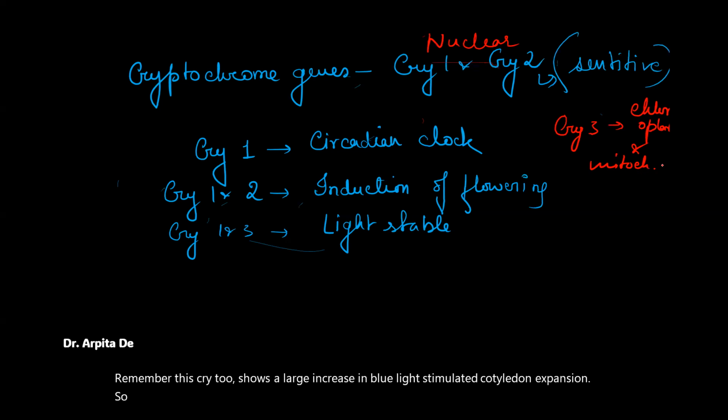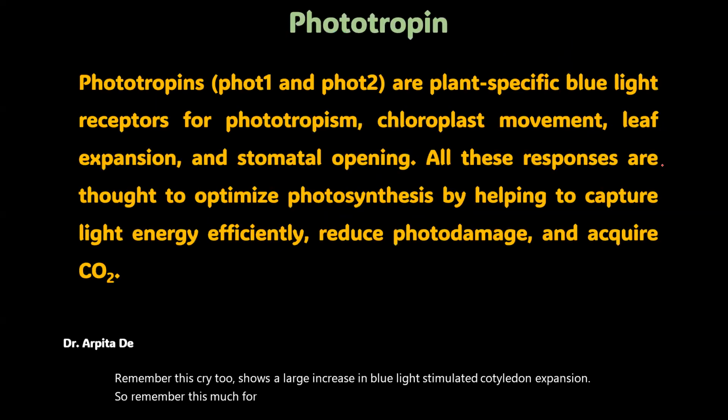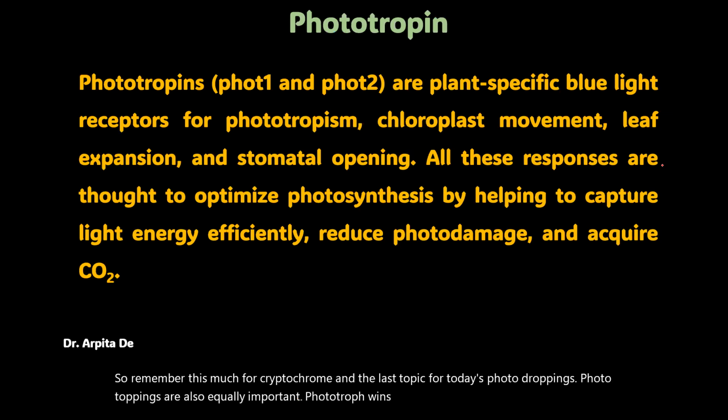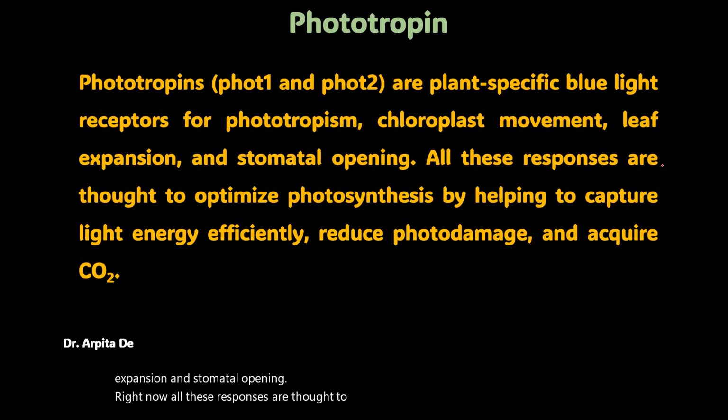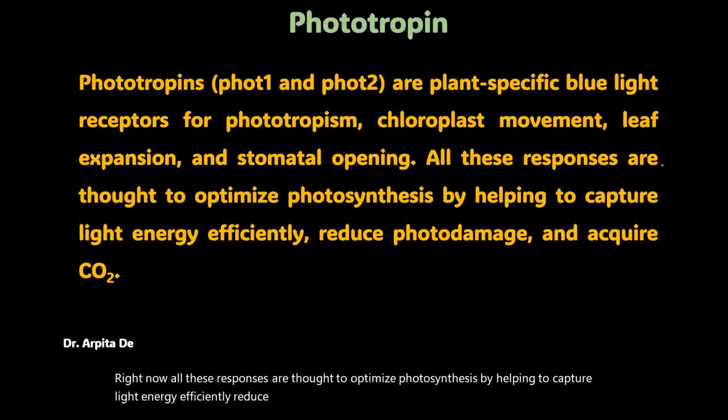So remember this much for cryptochrome, and the last topic for today is phototropins. Phototropins are also equally important. Phototropins are plant-specific blue light receptors for phototropism, chloroplast movement, leaf expansion, and stomatal opening. Right now, all these responses are thought to optimize photosynthesis by helping to capture light energy efficiently, reduce photo damage, and acquire carbon dioxide. Fine.